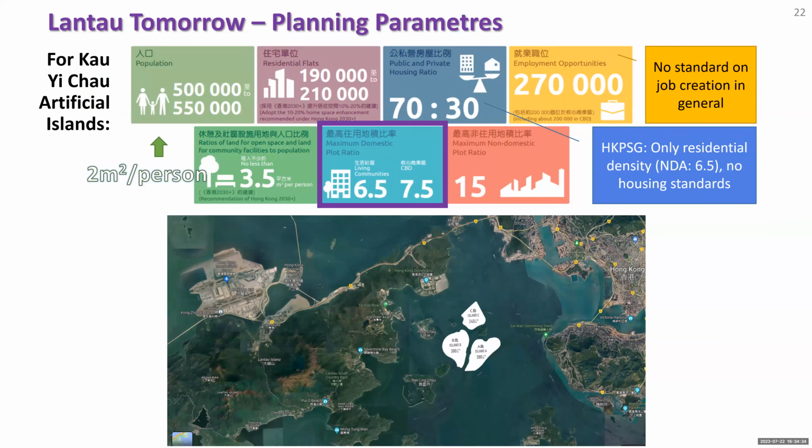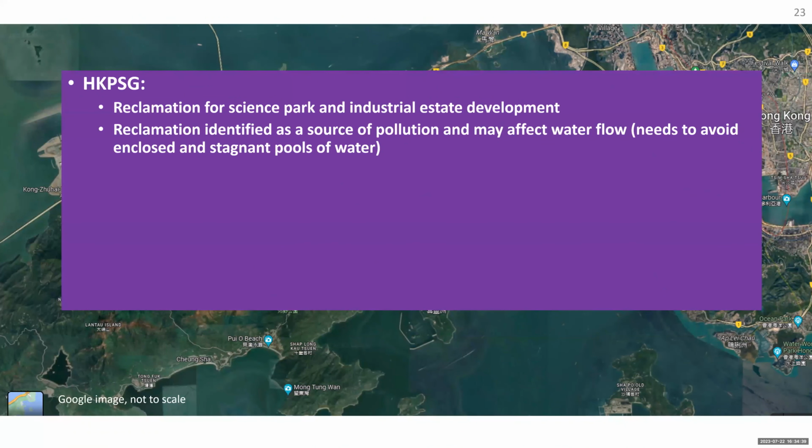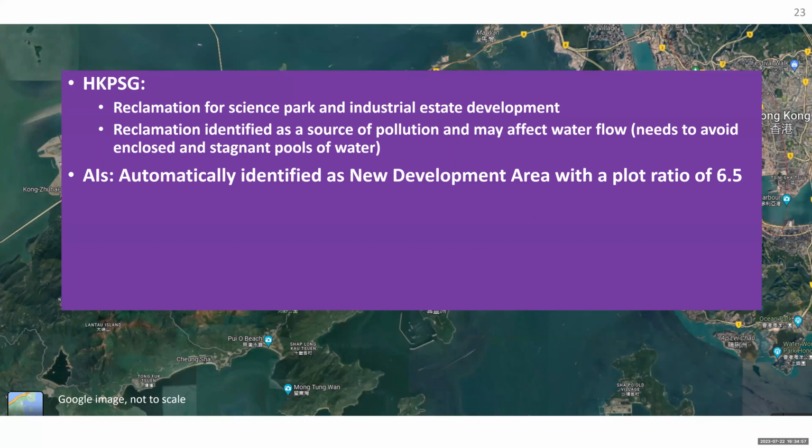And how can we ensure these can be delivered? Anyway, if we look into the Hong Kong Planning Standards and Guidelines, when you search for reclamation, it's related to science park, industrial estate development, or very often reclamation is identified as a source of pollution and may affect water flow, etc. So I mentioned this question: given the context and this plot ratio of 6.5, the density will be even higher than Hong Kong Island.